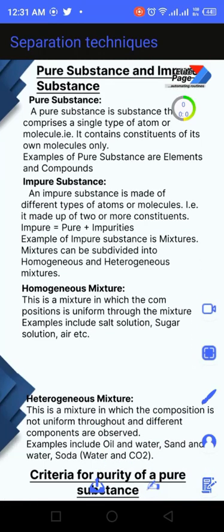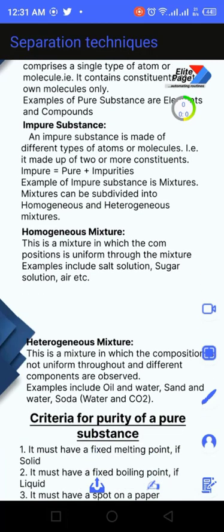So all mixtures are impure substance. Mixtures can be subdivided into homogeneous mixture and heterogeneous mixture. When is a mixture said to be homogeneous? A homogeneous mixture is a mixture in which the composition is uniform throughout the mixture. That is, the components are in the same phase. Either they are all in solid phase, or all in liquid phase, or all in gaseous phase. Examples include salt solution. The solution of salt in water will give us a homogeneous mixture. The solution of sugar in water will also give us a homogeneous mixture. Air is also a homogeneous mixture.